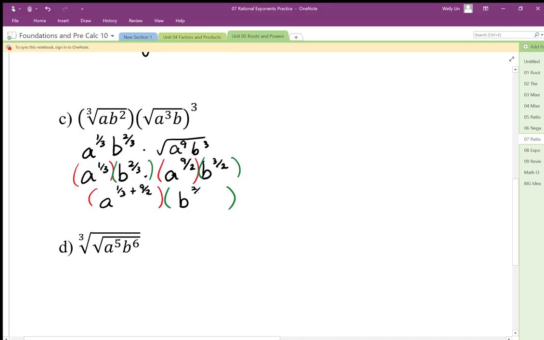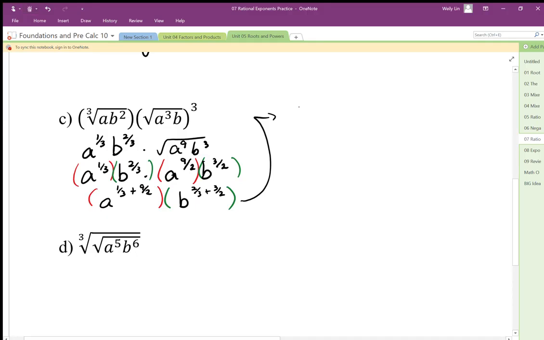I have 2/3 plus 3/2. Okay, so again here I'm adding exponents of different, I'm adding fractions with different denominators. We need to get a common denominator, or in other words, a common root or common index. So I'm going to move that up here.